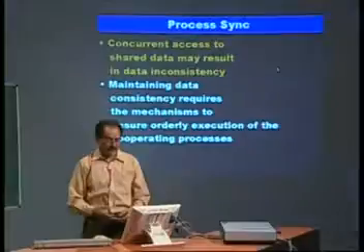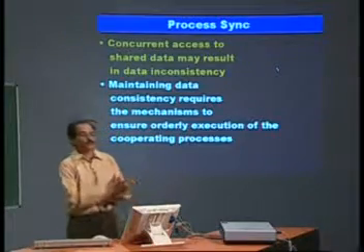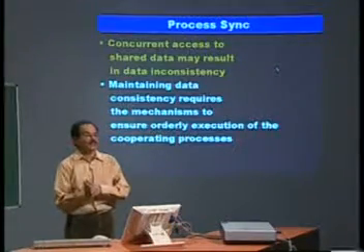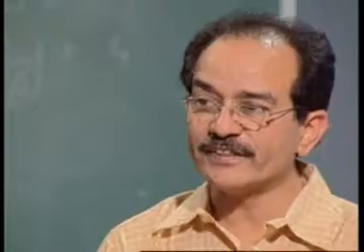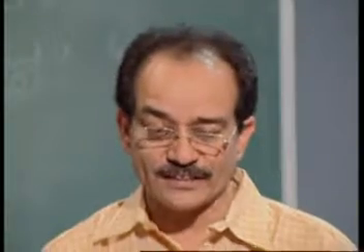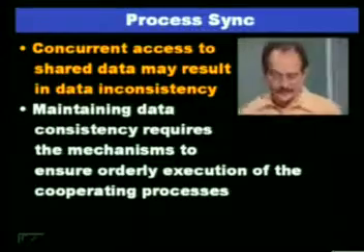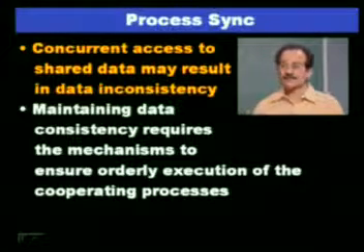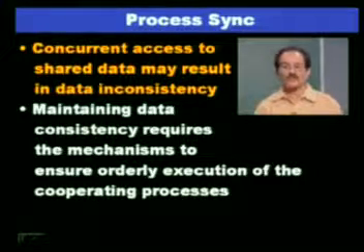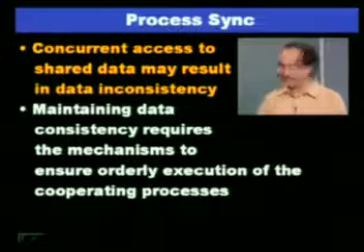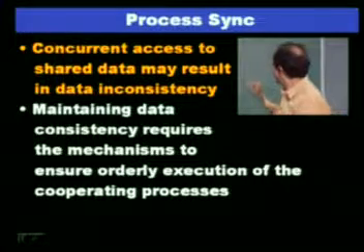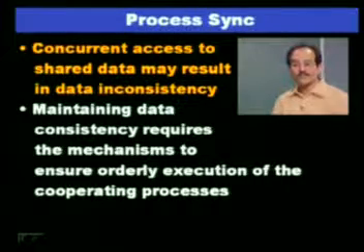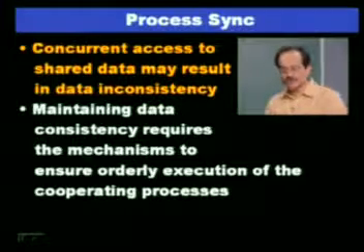That is what we call process synchronization. In case two processes are to execute in a cooperative mode, or they are to share some things between themselves, then we have to think about process synchronization. That is, concurrent access to shared data may result in data inconsistency. This is what I tried to show you. What sort of inconsistency? The printed value should have been 1 or 2, and it is giving you 4 in each case.